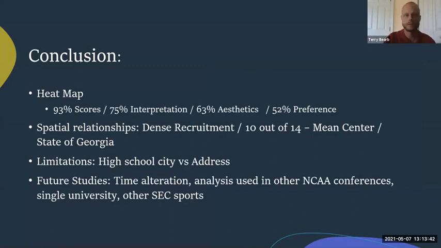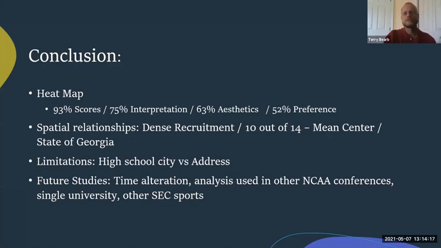All right, and now for the conclusion here. So which map was deemed best for displaying the spatial patterns and recruiting tendencies? I think it's definitely been indicated by the heat map just based off of these 4 different categories here. So we had 93% of the participants get all the answers answered correctly for this map. 75% of the participants thought that it was easiest to interpret. 63% thought that it was aesthetically pleasing. And 52% overall preferred this map over the others.